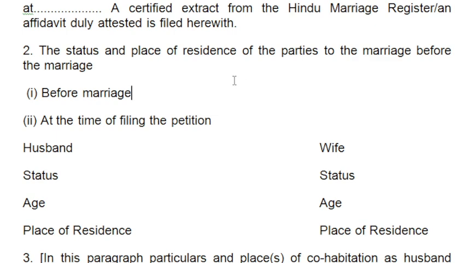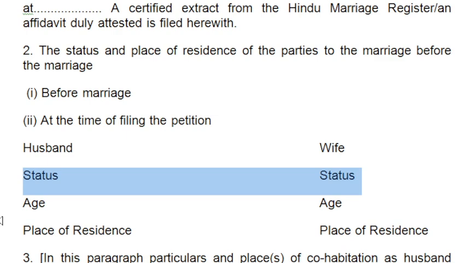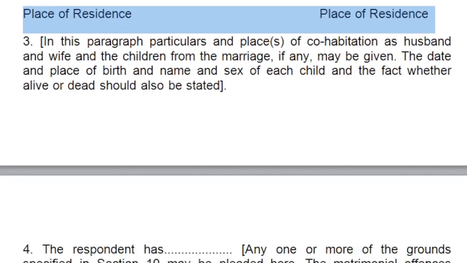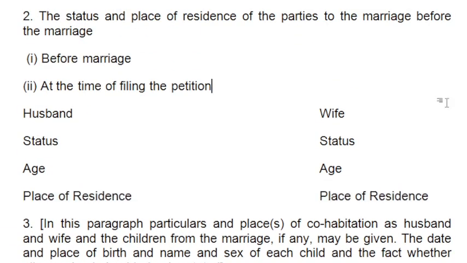After that, what you have to mention? The status and place of residence of the parties. You have to mention the residence of the husband and wife before marriage, where they lived. And after the filing of this petition, their status, their age, and their place of residence, you have to mention all of this. So you have to mention both before marriage and after marriage. Alright, you have to mention these details.